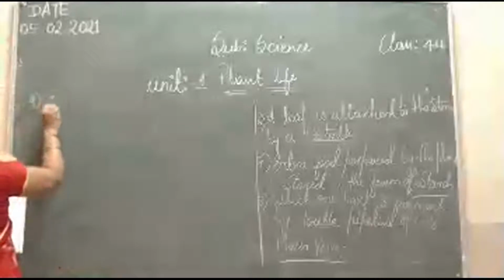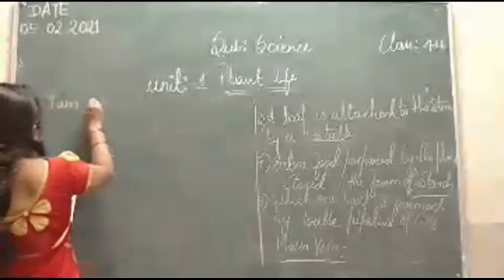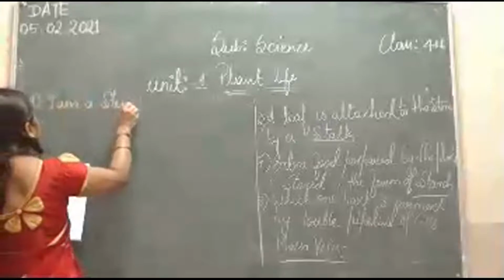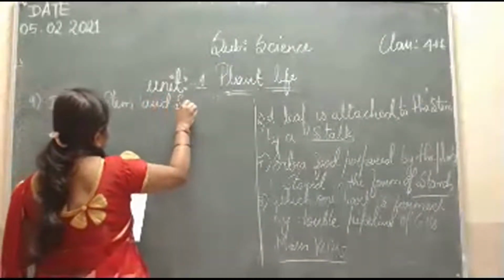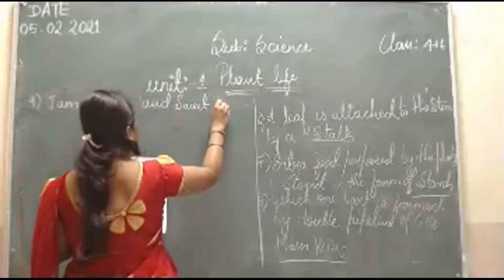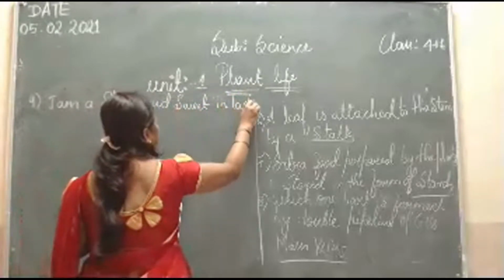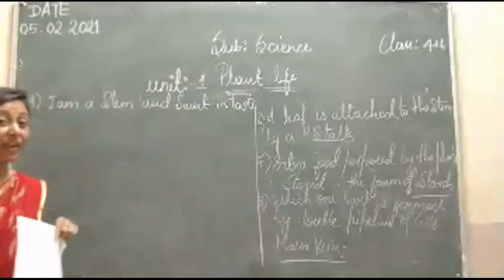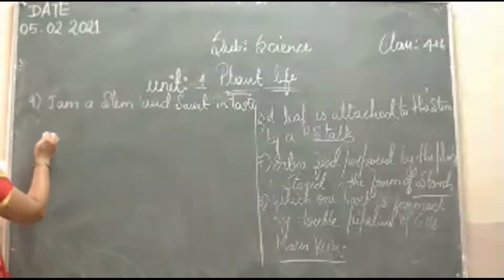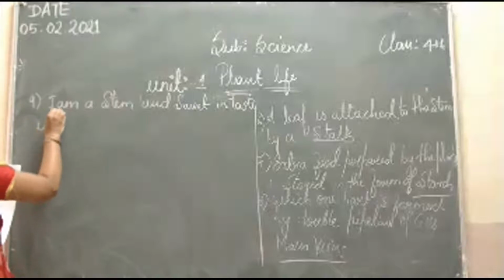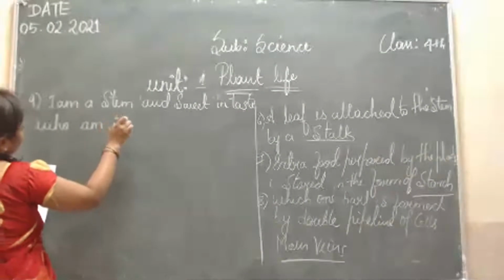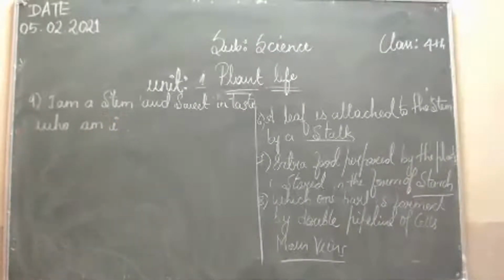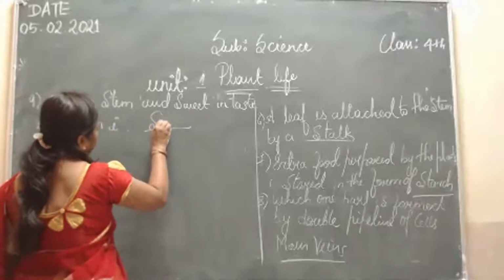Ninth question. I am a stem and sweet in taste. When we taste it, it is sweet. Who am I? The question is this. I am a stem and sweet in taste. Who am I? Answer is sugar cane.